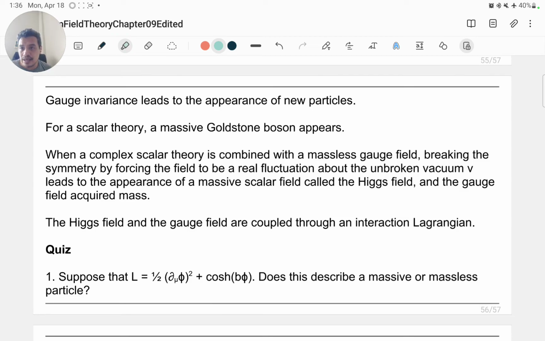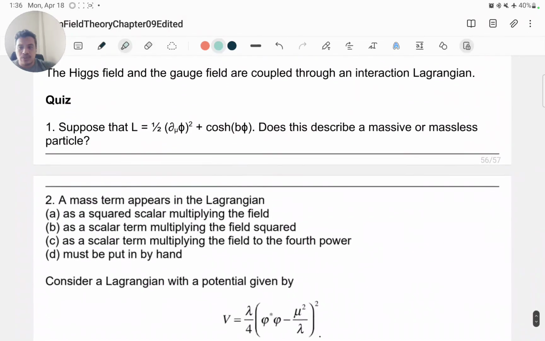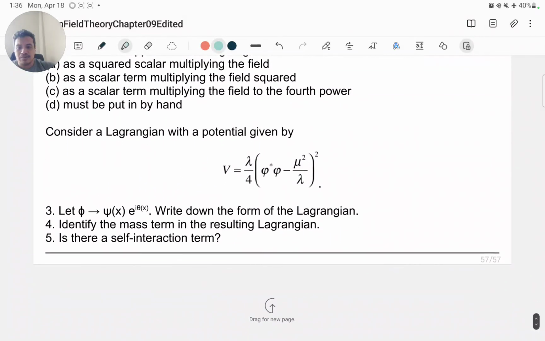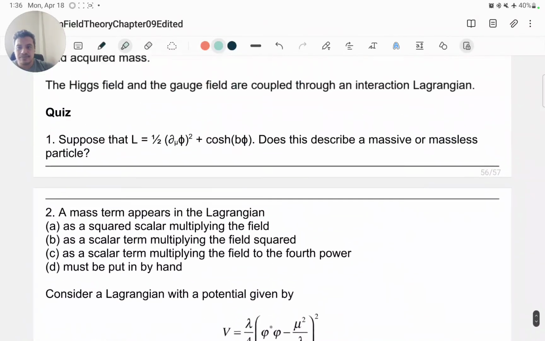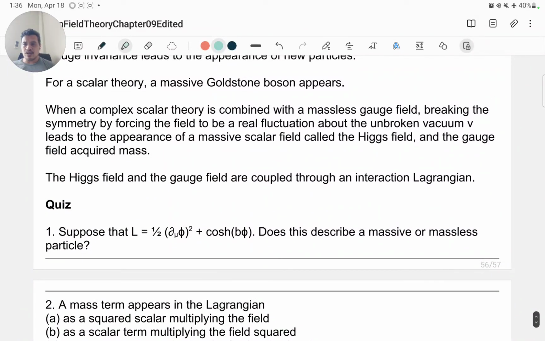We will see more of this in the electroweak theory when we discuss it in the next video, in the next lecture. And the Higgs field and the gauge field are coupled through an interaction Lagrangian. You can also read the quiz here. Maybe you can answer some of them. So that's it for this chapter. I hope you've learned something, and the problem set will be given after this.